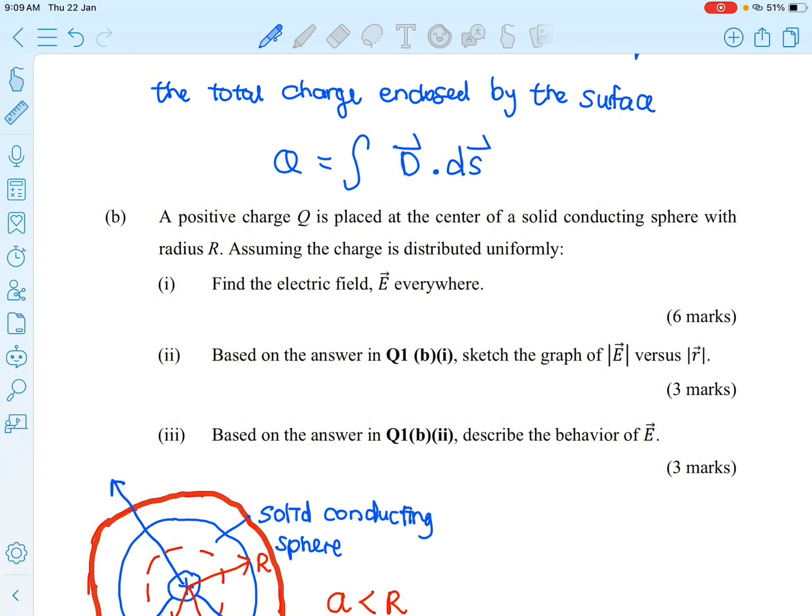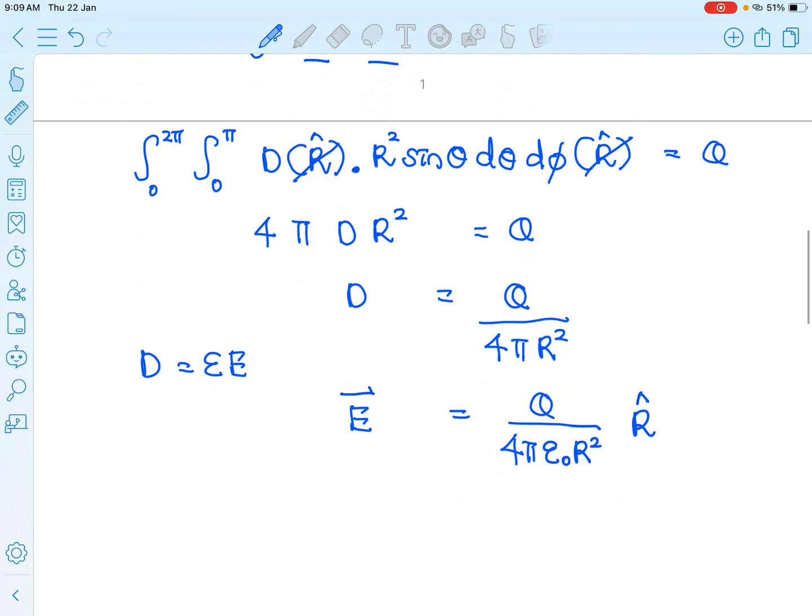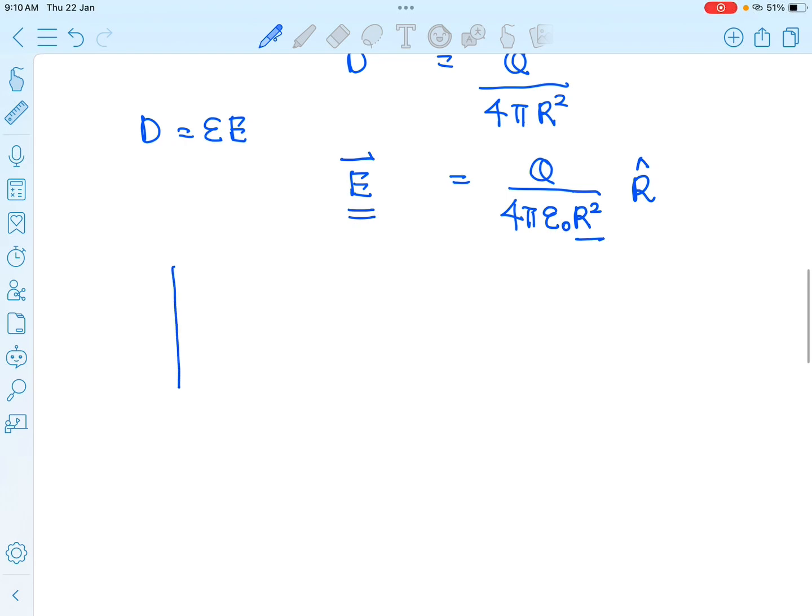Okay, we look at the second question. Based on the answer in question 1b1, you have to sketch the graph E versus R. The R over here represents the distance. So the electric field is a function of distance, because if you look at the equation, this electric field equation has the R. They are asking you to plot a graph of E versus the distance R.